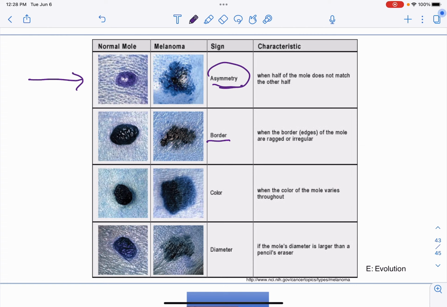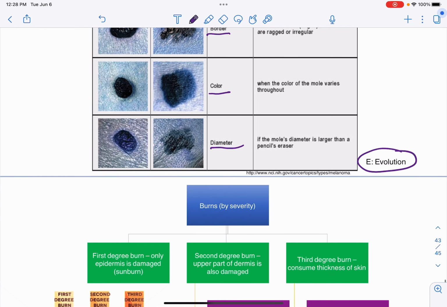The border of the mole is also critical. If the border starts to change, that's a sign. If the color of the mole darkens, that's another sign. And then obviously the diameter: the bigger it gets, the more worrisome it is. And E stands for evolution, so monitoring it over time, over months or years. If the mole begins to change, that is a concern as well.